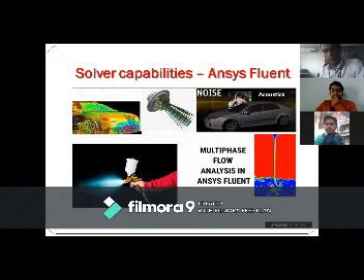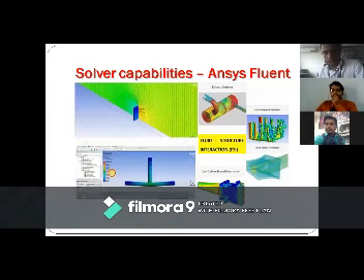Here we can see the nozzle of a spray gun. This is another example of multiphase flow analysis. Here the water and the paint mix inside the gun and spray out onto the wall. Okay, this is another example of multiphase flow. Then we go to the solver capability of ANSYS Fluent.